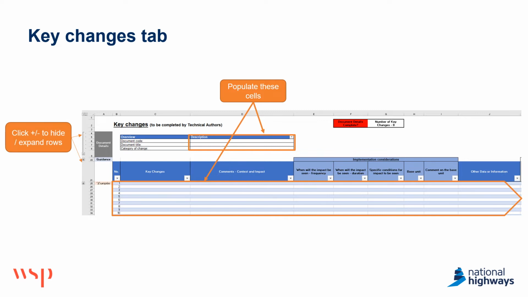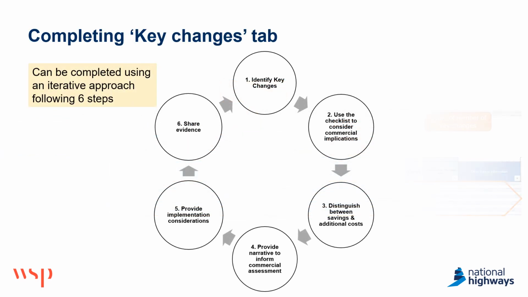You can press the plus or minus signs at the edge to hide or expand rows. Because you can hide the document details, there's a little box at the top which will turn green when the document details are complete and red if they're incomplete. There's also a count up there with the number of key changes. On the next few slides, I'm going to talk through how to complete the Key Changes tab, which can be completed following an iterative 6-stage approach.